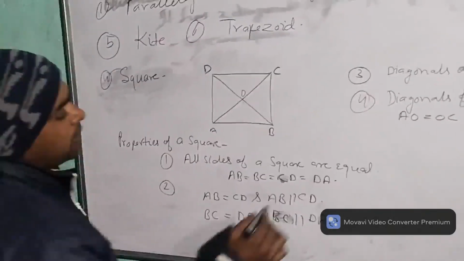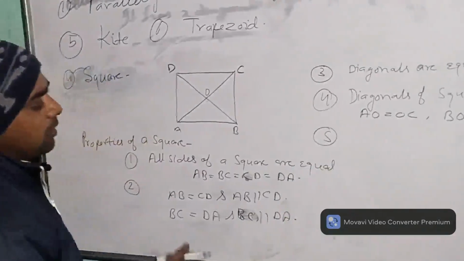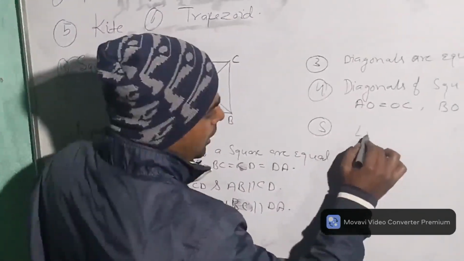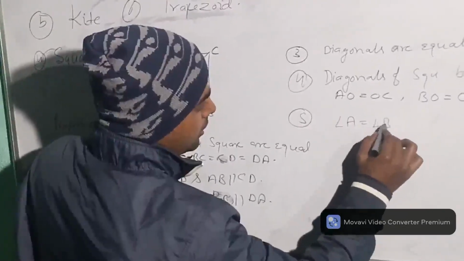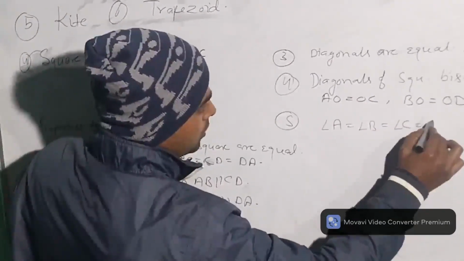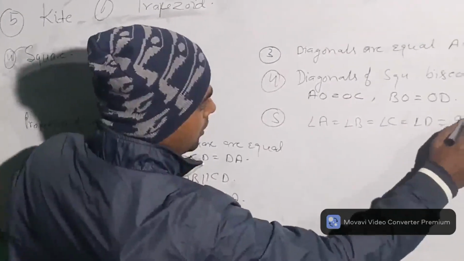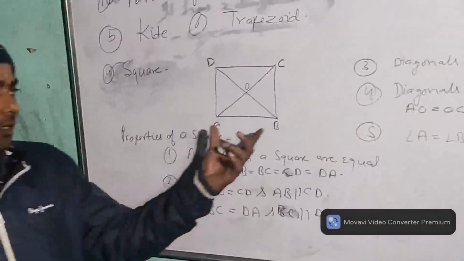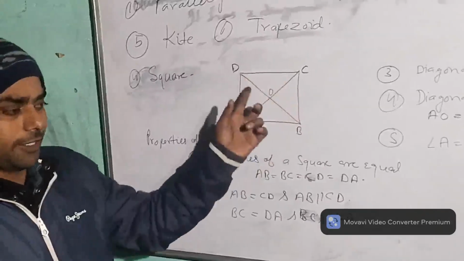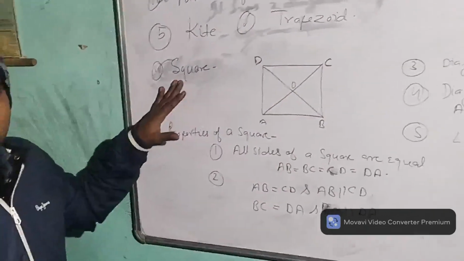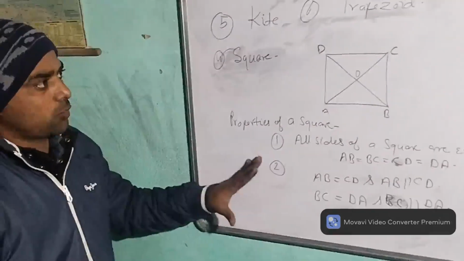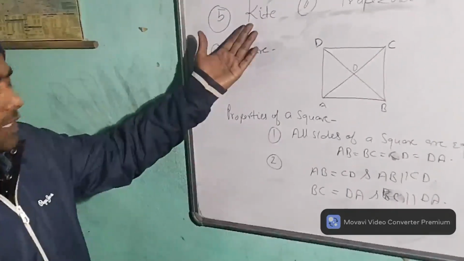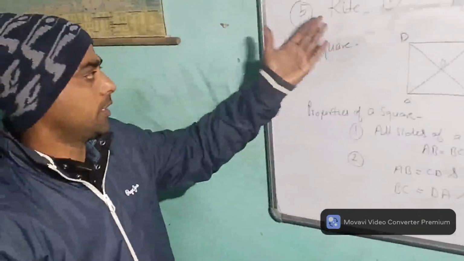And fifth property of this square is all angles of the square. Angle A, angle B is equal to angle C is equal to angle D is equal to 90 degrees. All angles of the square are 90 degrees. This is the properties of square. And now I am going to the next quadrilateral, that is kite.